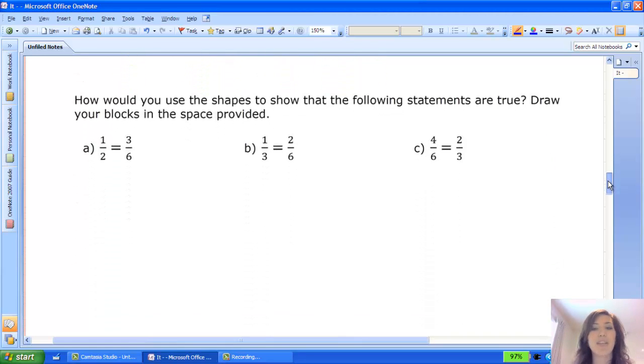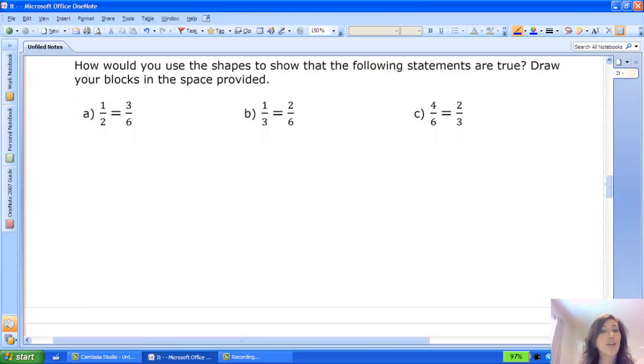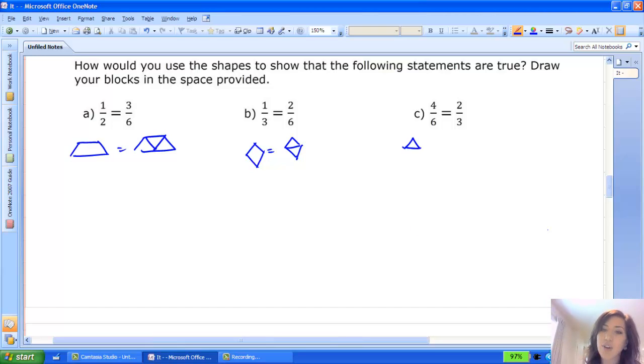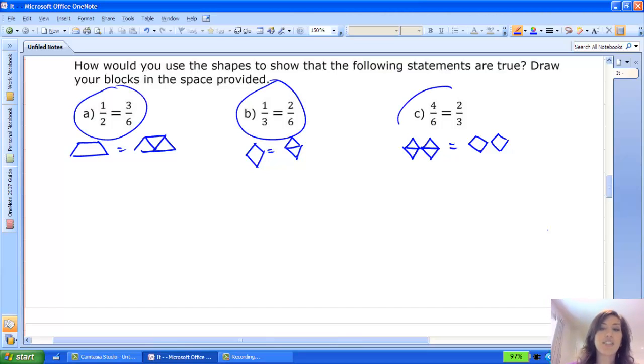How would you use the shapes to show that the following statements are true? Draw your blocks in the space provided. So we could say 1/2, say with a trapezoid, is the same as 3 out of 6 with our triangles. We could say that 1/3 with a parallelogram looks very similar to 2 out of 6 triangles. And 4 triangles, 4 out of 6, looks very similar to 2 parallelograms. So we see that these here are equivalent fractions. They're just different numbers to express the same amount.